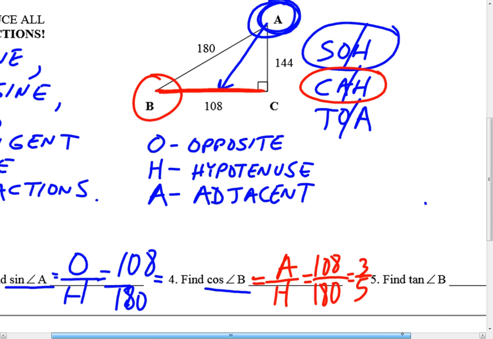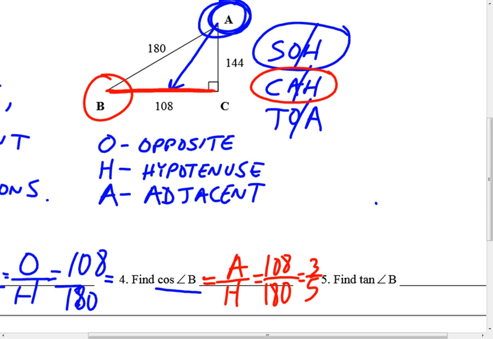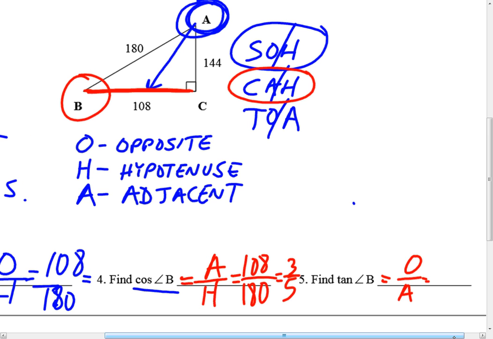What does a tangent fraction look like? O over A. What angle are we focused on? Still B. What is the side that is totally opposite, on the other side of the triangle from angle B? 144. And what is adjacent to B still? 108. What is 144 over 108 reduced to? 4 over 3.